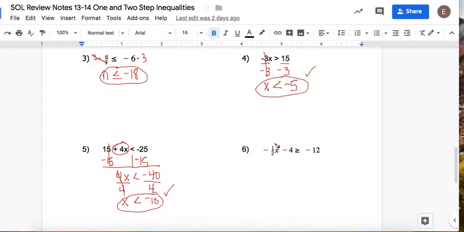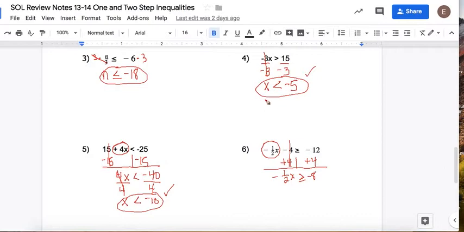Okay, very last problem. Circle your variable and draw your t. The opposite of subtracting 4 is adding 4. The -4 plus 4 is 0. Bring down your -1/2 x. And -12 plus 4 is -8.